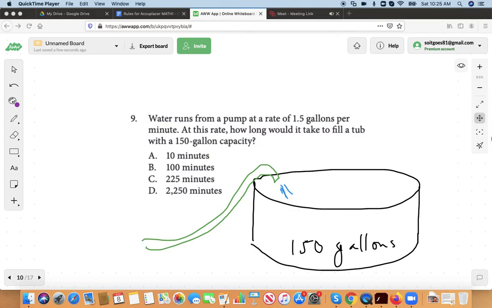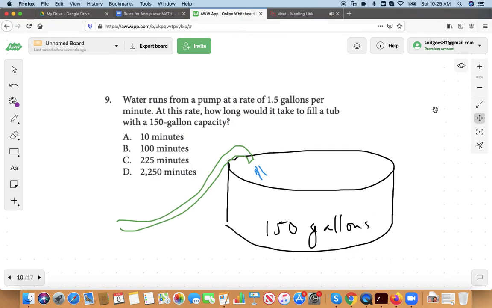Yes. Okay. Let's get into the logic of this question. I want to understand the situation. I want to imagine this water flowing. If it's flowing at a rate of 1.5 gallons per minute, how many gallons are going to be in that tub after 1 minute? Let's start there. Remember, the water is flowing at a rate of 1.5 gallons per minute. So after 1 minute, how many gallons are in the tub? 1.5 gallons. Does that make sense? Yes. What about 2 minutes?